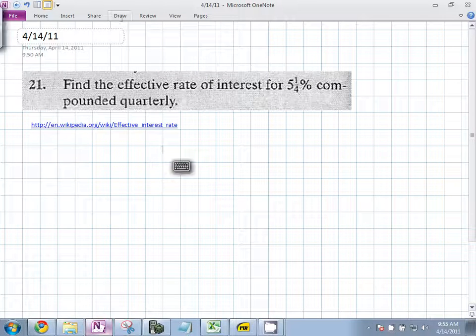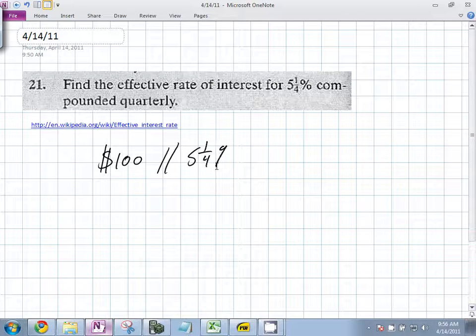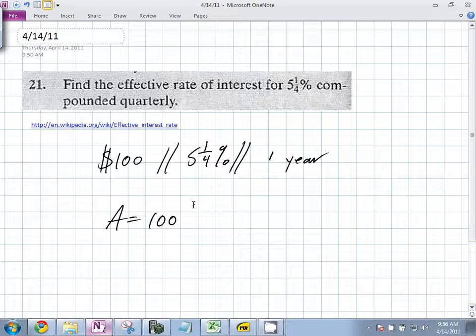So for example, let's just pick some values here. Let's pick $100 because I like starting with $100. So let's say you did 5.25% compounded quarterly, for how long do we want to go? 1 year. We can arbitrarily pick this and then we'll generalize, okay? So 5.25%, 1 year. What's your amount going to be? 100 times what?